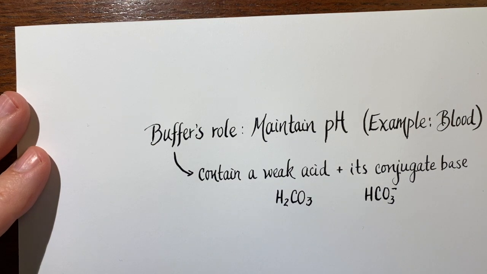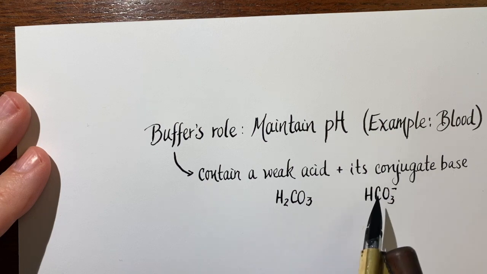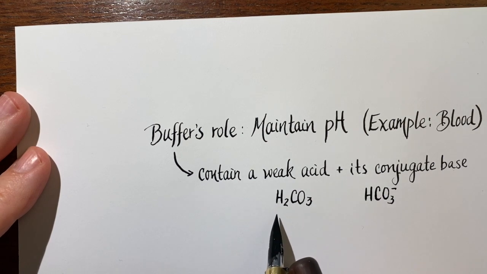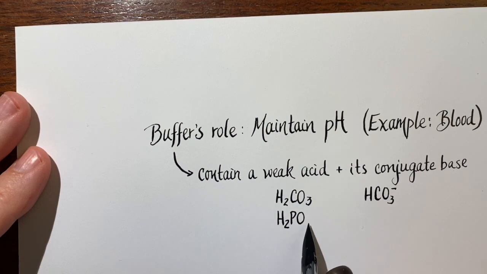Okay, so since we're talking about blood, let's show those buffer systems that exist within blood. And it's not totally coincidence that I picked these, because these do exist in blood. Carbonic acid and bicarbonate are in our blood. Okay, so you know what else is in our blood? Is H2PO4. But this is an ion, okay?